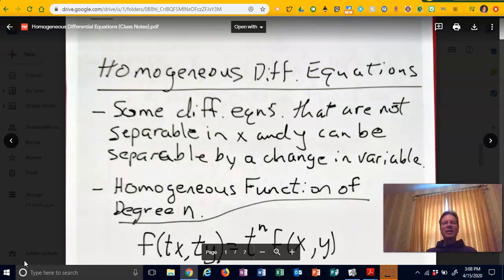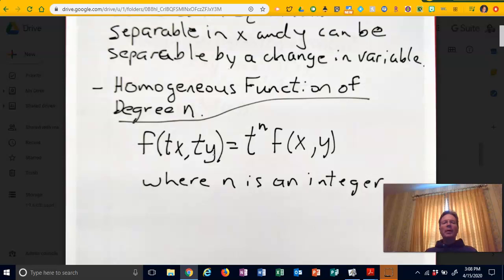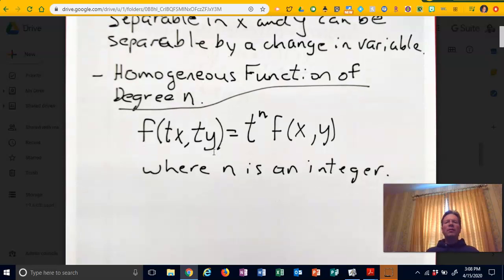But what does this idea of homogeneous mean? So let me scroll this up here a little bit. There we go. First off, what is a homogeneous function? A function of what is included here as degree n. So let's say you have some function of x and y, all right?